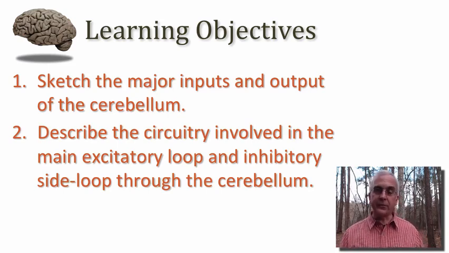And as I'd like to describe for you, we can conceptualize this circuitry as involving a main excitatory loop that runs through the deep nuclei of the cerebellum, and then an inhibitory side loop that runs up through the cortex and then back down to the deep cerebellar nuclei before output leaves the cerebellum to influence circuits of upper motor neurons.